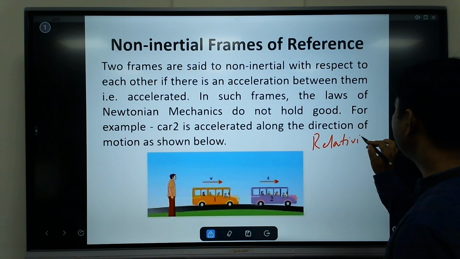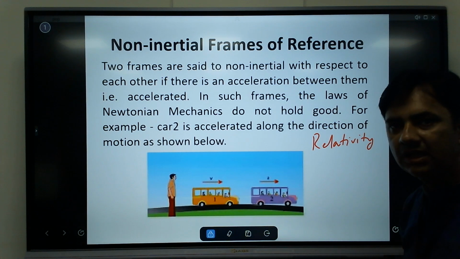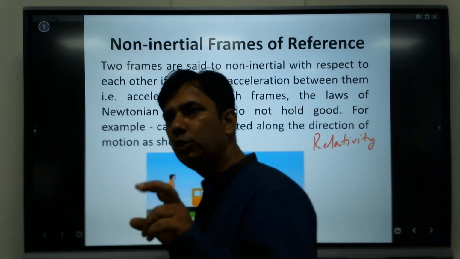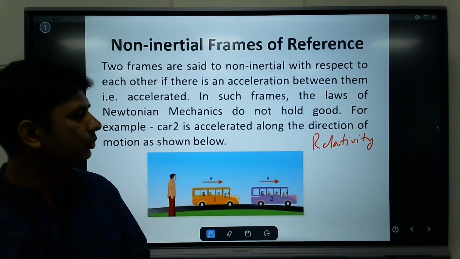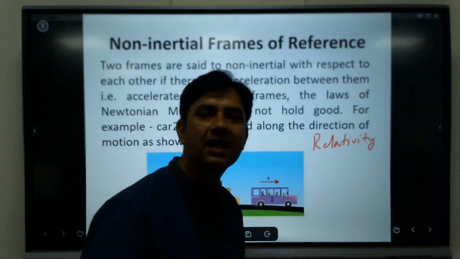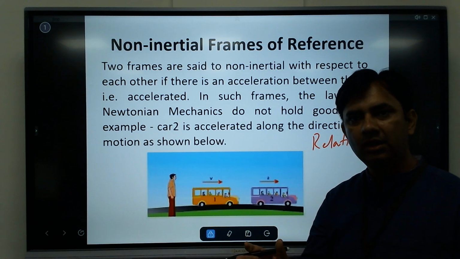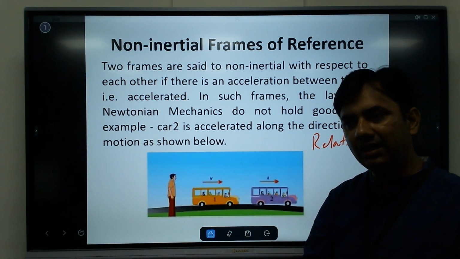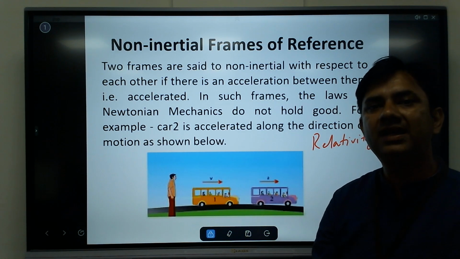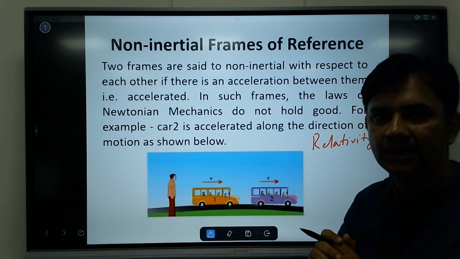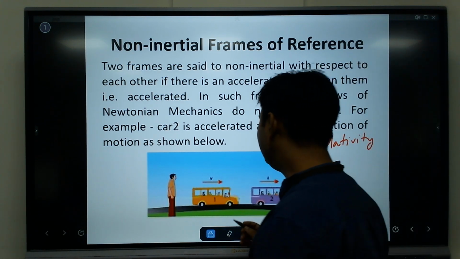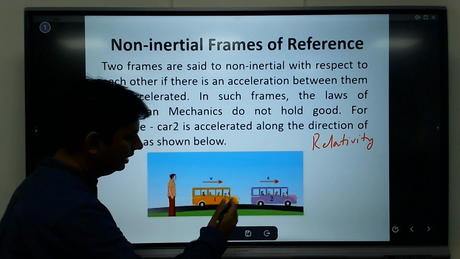Relativity. So what is that? When two objects are moving with respect to each other, we call it a relative motion. That means whenever two objects are moving and we are observing one with respect to the other, then we can say that it is a moving object or a relative motion.